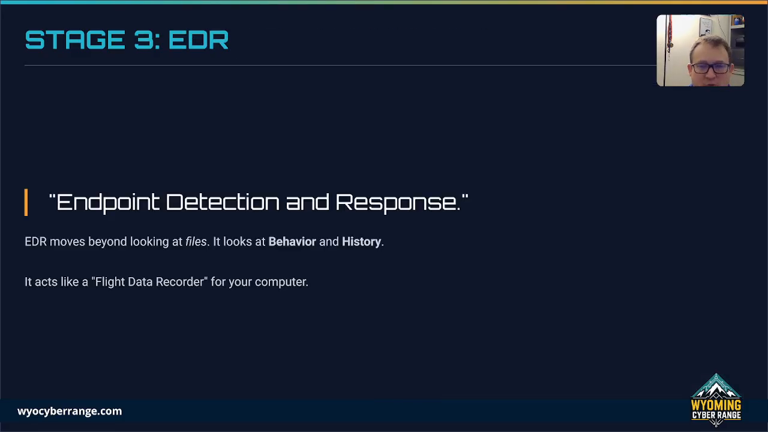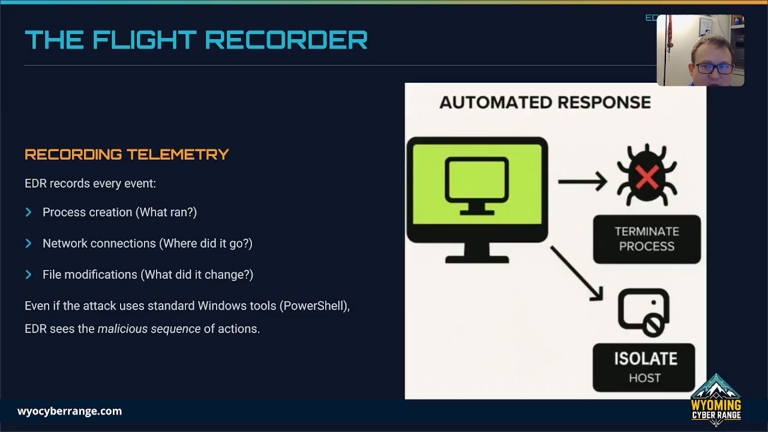And that brings us to EDR, which is endpoint detection and response. EDR moves beyond static files. It looks at behavior and history. The best analogy for an EDR is a flight data recorder for your computer. It doesn't just block things, it records everything that happens. So let's look at how that works. EDR is going to record what we call telemetry. It logs every process, what ran; every network connection, where did it go; and every file modification, what changed?